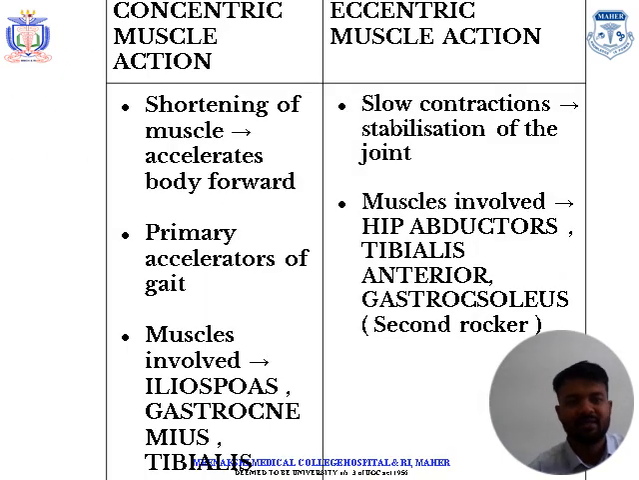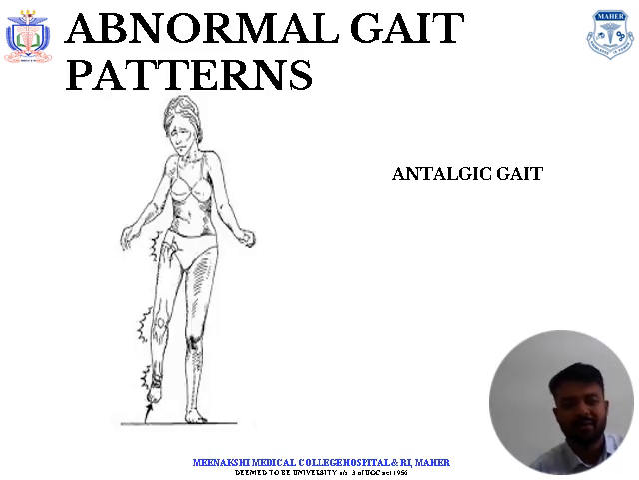These are the different muscle actions, concentric and eccentric. As you know, in concentric there is no change in length, while in eccentric there is a change in length. These are the different muscles involved. As I told before, from up to down it goes in stance, and comes from down to above in the swing phase. These are abnormal gait patterns.